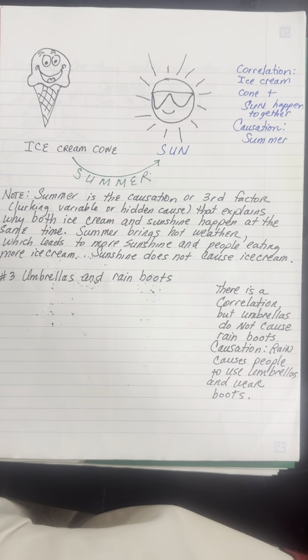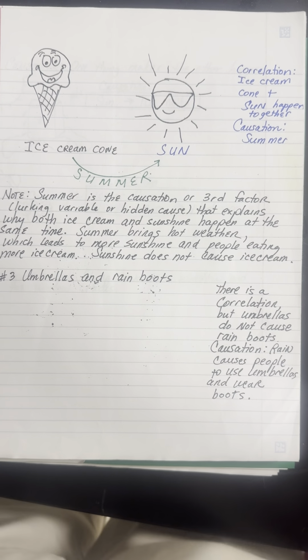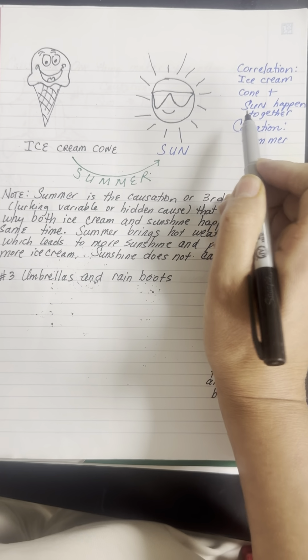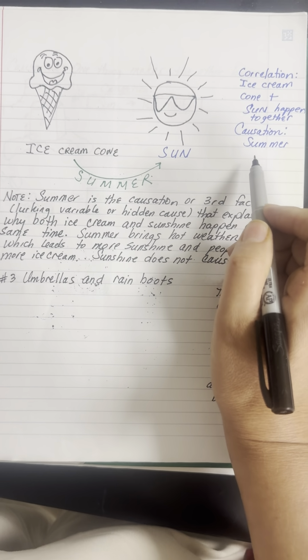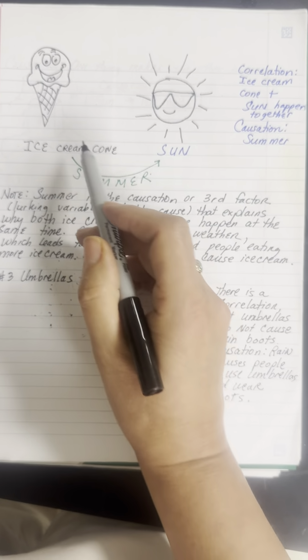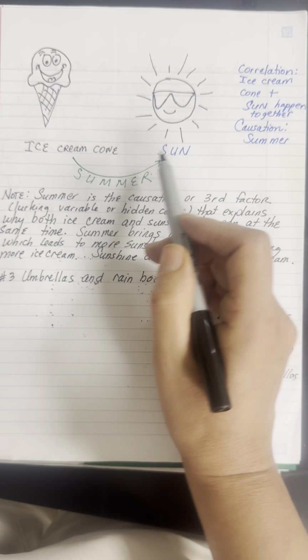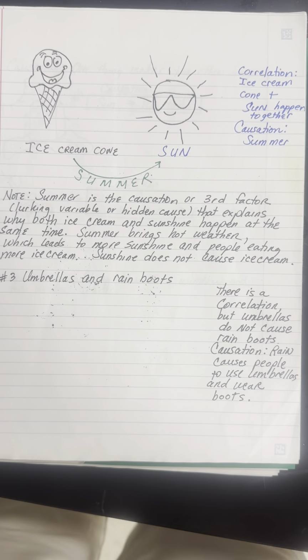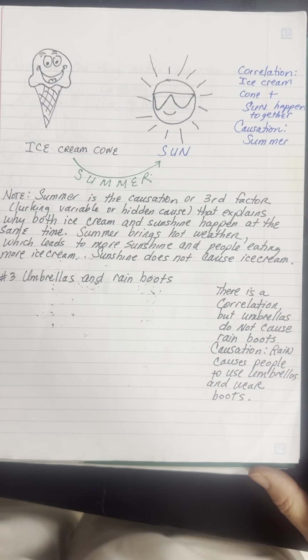Does the ice cream cone cause the sun to shine brighter? No, it doesn't. There's a correlation though. What is the causation? It's summer. So you're going to want to draw an arrow over, and summer is what causes this to happen. So summer is the causation.